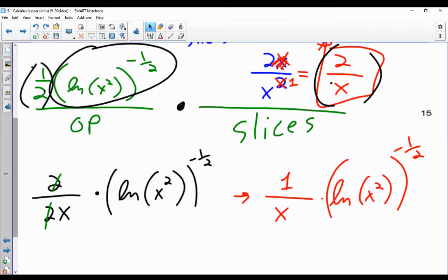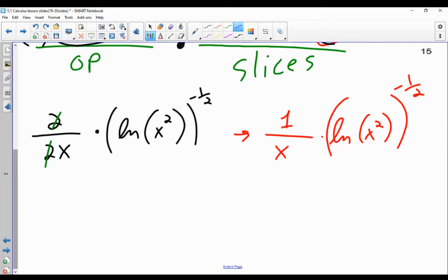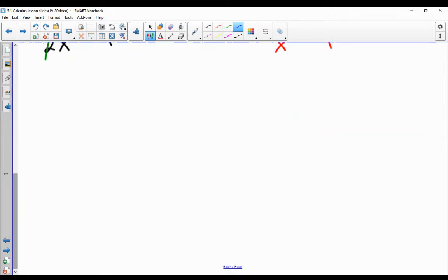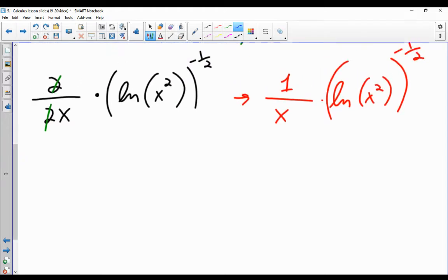Now, some of you might be thinking, okay, we've done the derivative, we're done here. However, look at how we started. We started as a root, which means we need to end as a root. So let's fix our problems from there. Or let's rewrite this as a root.